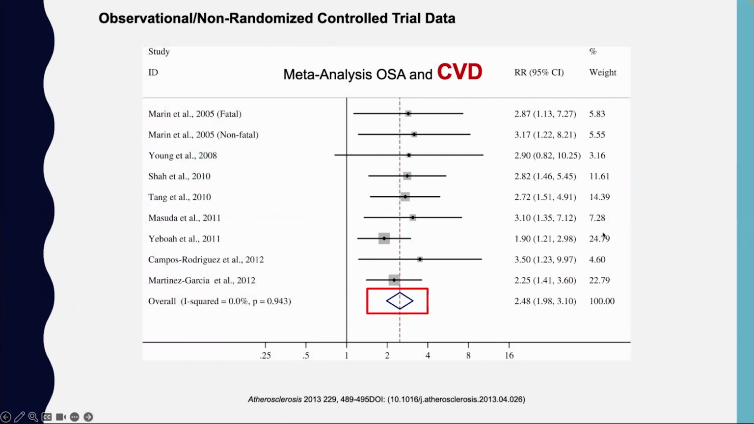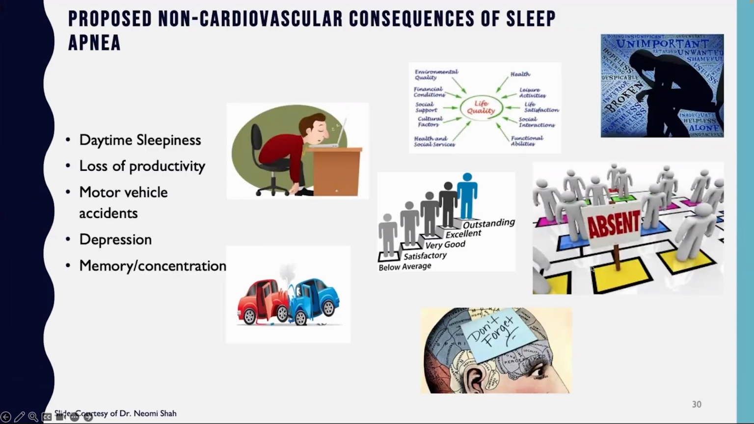So why do we care about sleep apnea? We know that sleep apnea is associated with cardiovascular disease, including heart attack, stroke, and arrhythmia. This meta-analysis showed that moderate to severe sleep apnea had a 2.5-fold increased risk of incident cardiovascular events such as coronary heart disease or stroke. And in addition to cardiovascular disease, we also know that sleep apnea is associated with numerous non-cardiovascular outcomes, which are relevant and really shouldn't be overlooked, including daytime sleepiness, loss of productivity, motor vehicle accidents, depression, memory, and concentration.